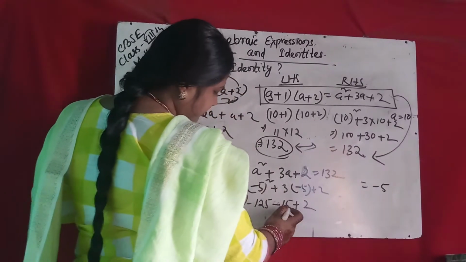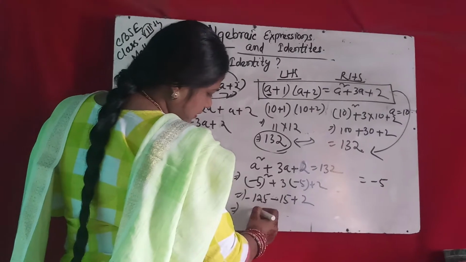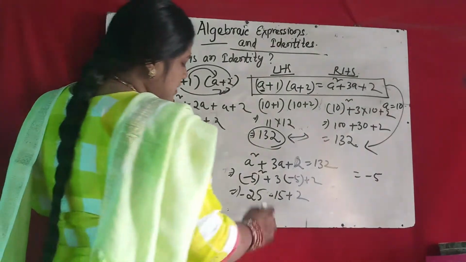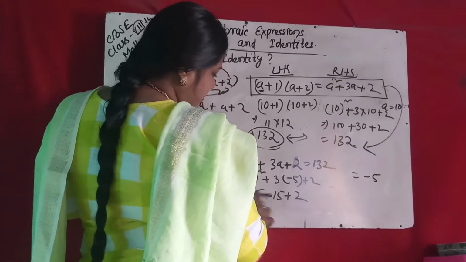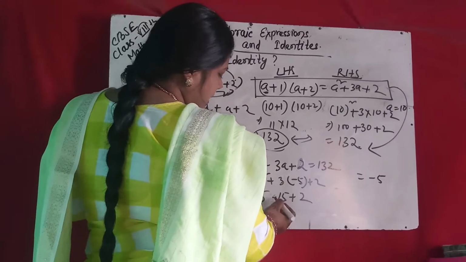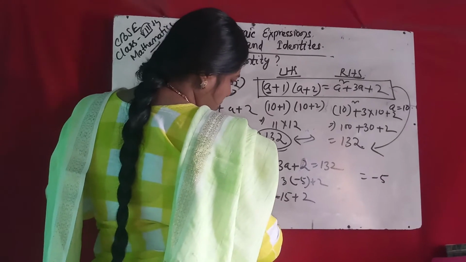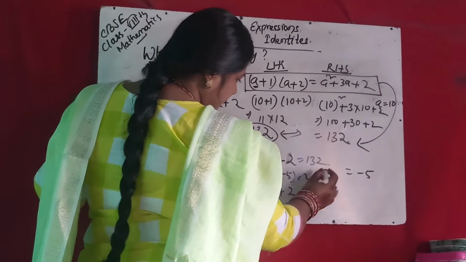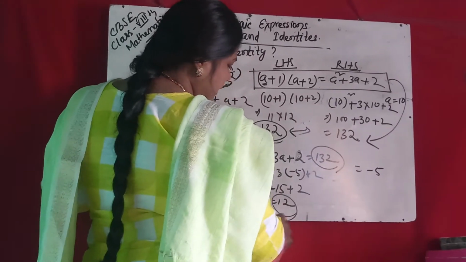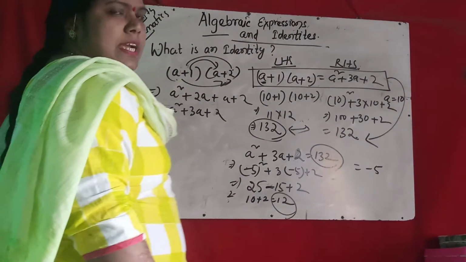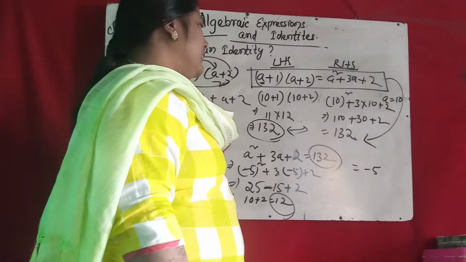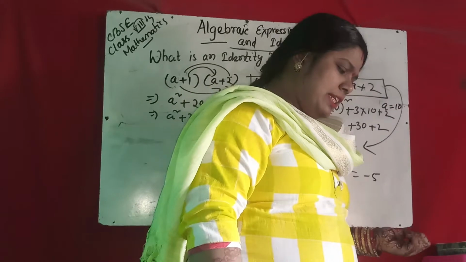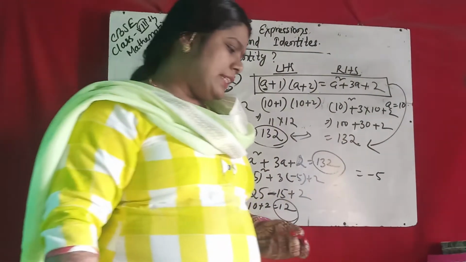Minus 5 square is 25. Here 3 into minus 5 is minus 15, plus 2. So here 25 minus 15 is 10, plus 2 equal to 12. But the right hand side is 132 and the left hand side is 12. So it is not called an identity. So when the LHS and RHS have the equal value, then that is called an identity.